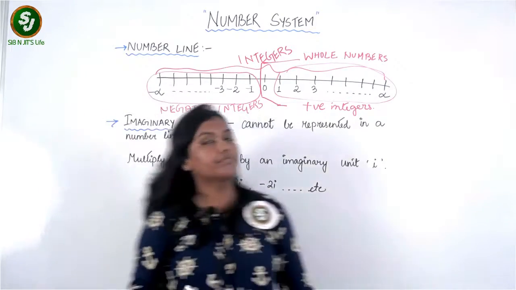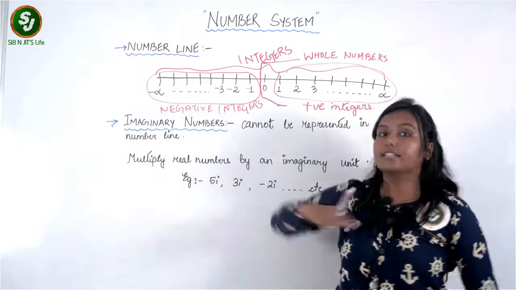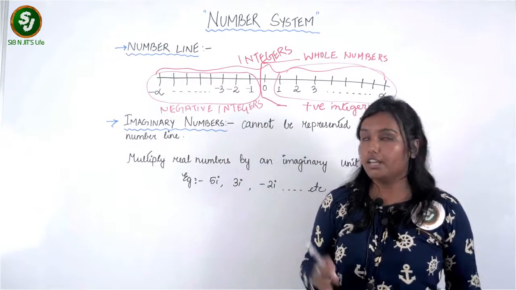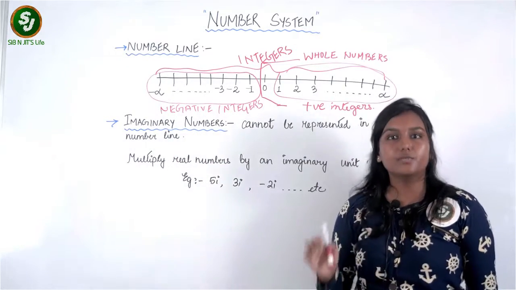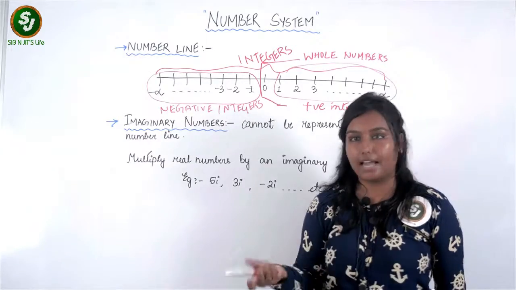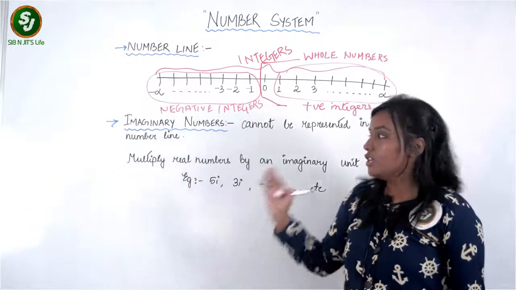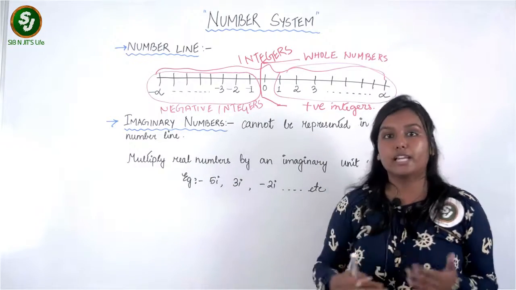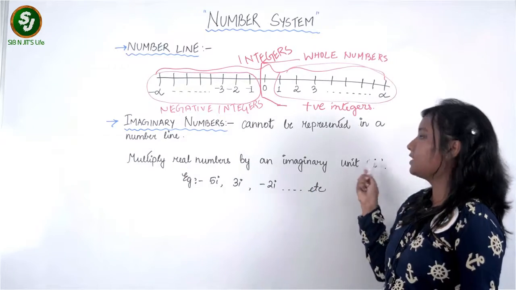Now we'll see what are imaginary numbers. Till now we were discussing real numbers, related to this number line. Imaginary numbers are the numbers which cannot be represented on a number line. They are the numbers which you get when you multiply real numbers by an imaginary unit i.